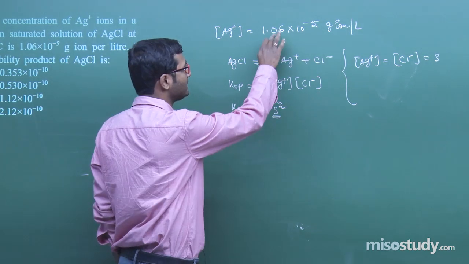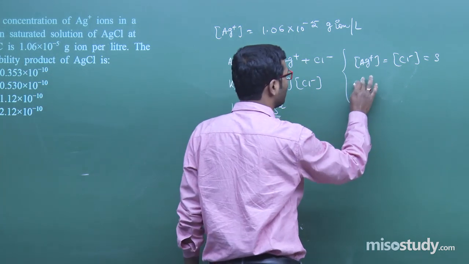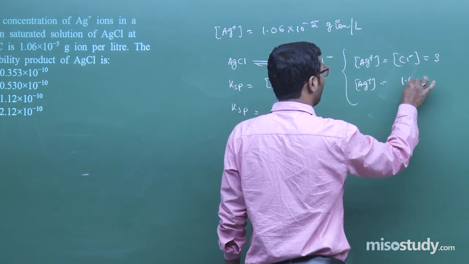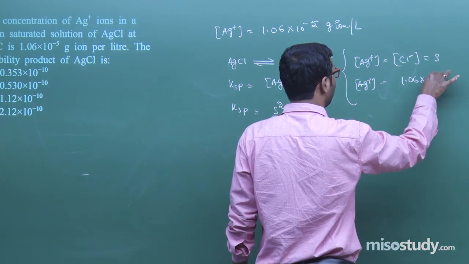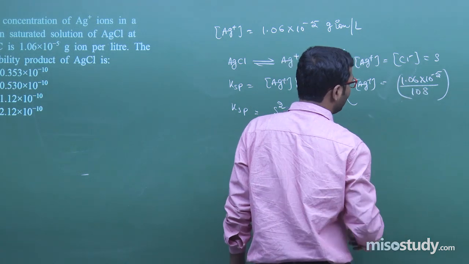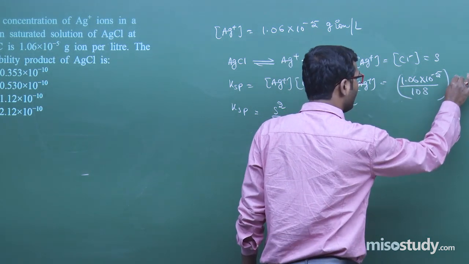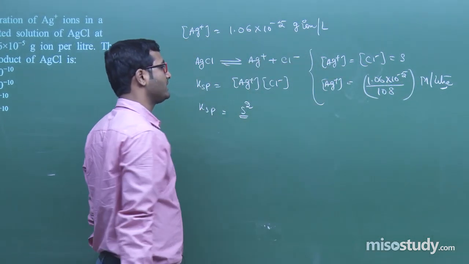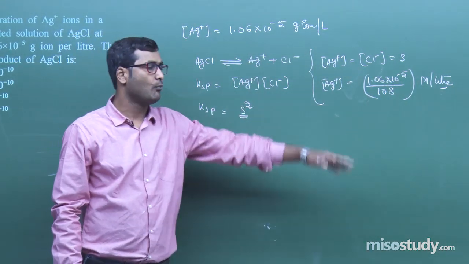Now what is solubility? It is in gram per liter, so we have to convert it into mole per liter, that is 1.06 into 10 to the power minus 5 divided by 108. Clear? You will find this is molar, or you can say mole per liter. When the given mass is divided by the atomic mass, you will get the mole per liter.